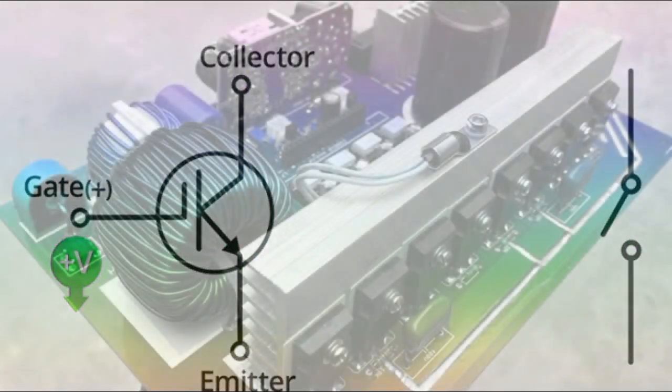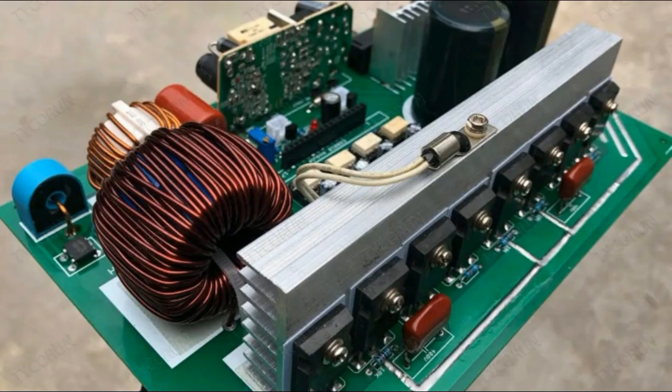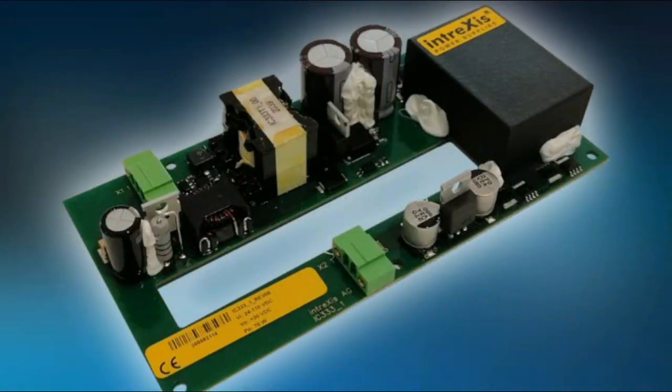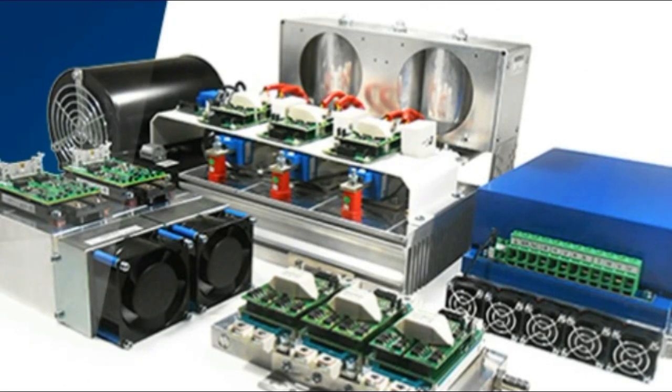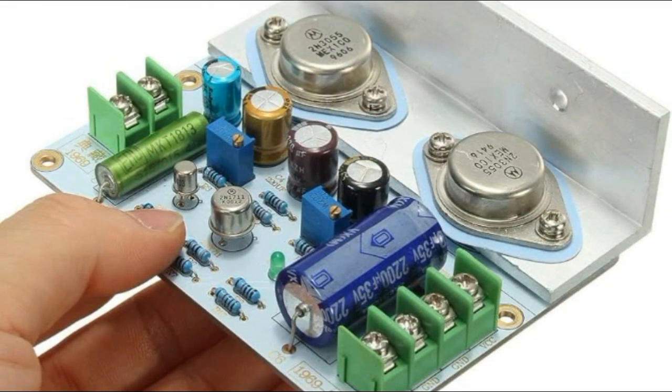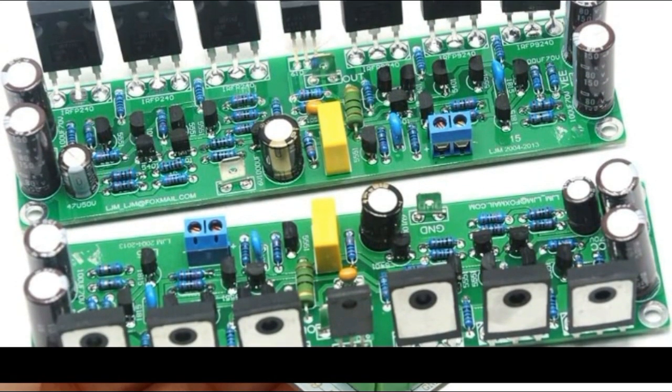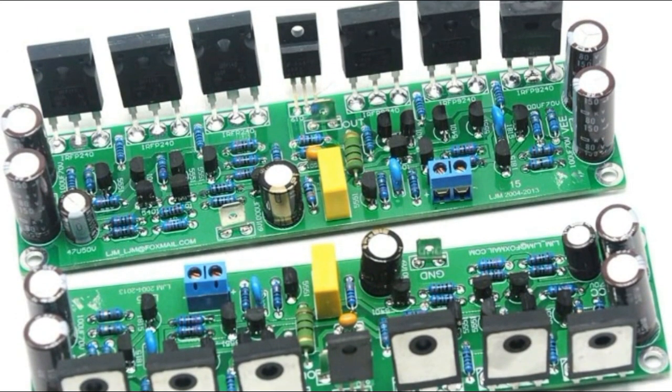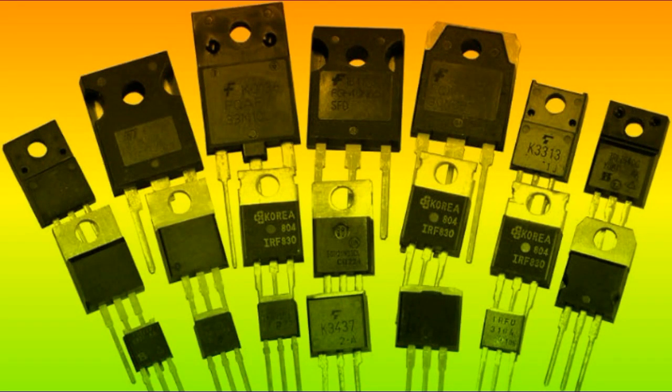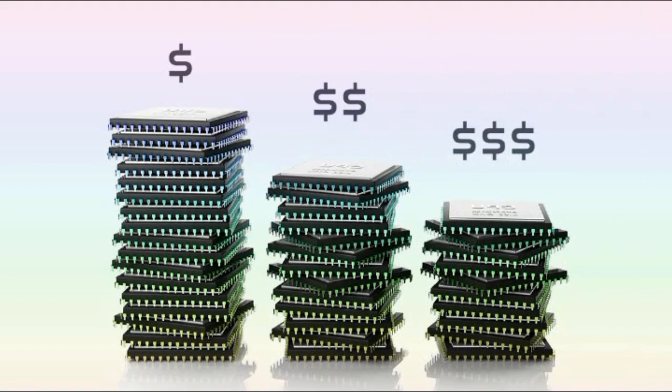IGBTs are widely used in power electronics applications such as inverters, converters, and power supplies that require switching components where MOSFETs and BJTs do not perform well. High voltage and high current bipolar transistors are available, but their switching speed is low. On the other hand, although the switching speed of power MOSFETs is higher, the high voltage and high current components are expensive.